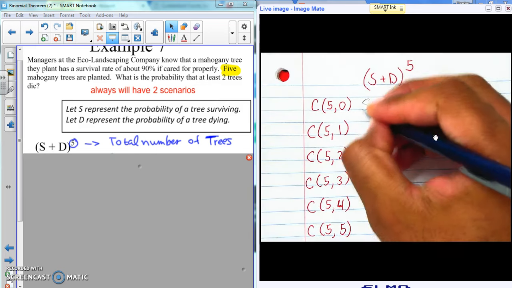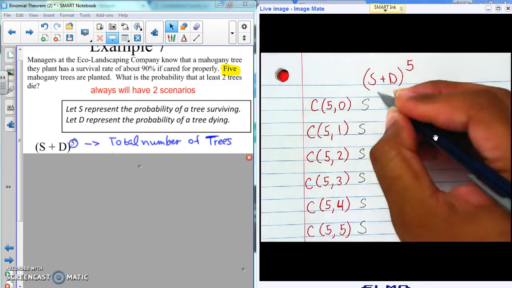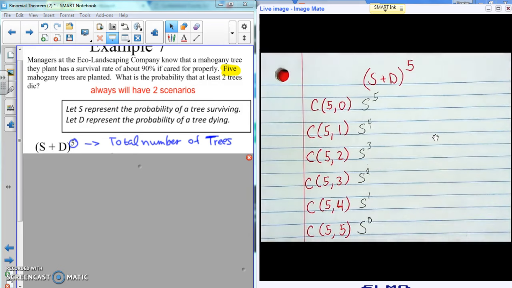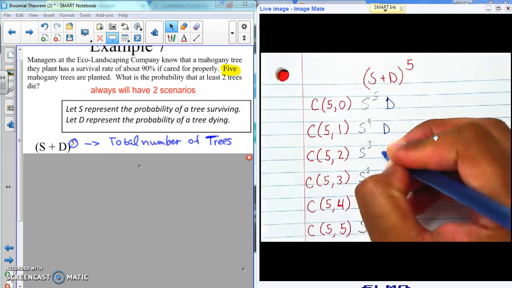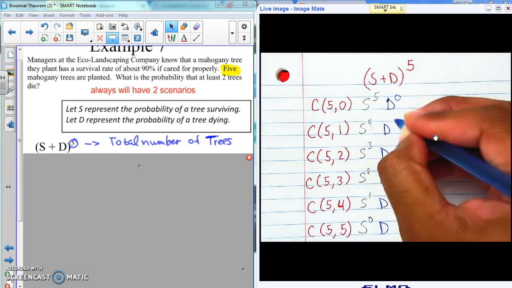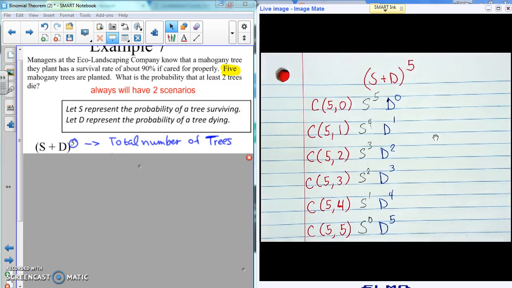But here again, we do S for the first term. We start off with 5 and then 4, 3, 2, 1, and 0. And then for D, you start with 0 and go all the way up to 5. Okay. So far we're not doing anything bad or anything hard. We've been doing the same thing we've been dealing with.